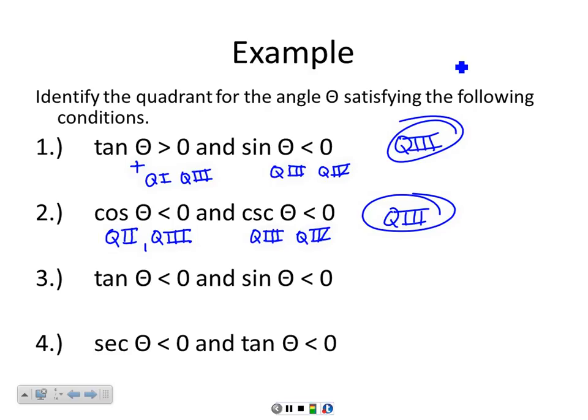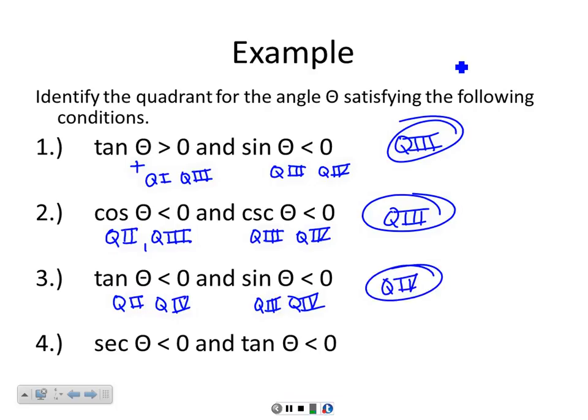Alright, again, tangent is negative. So tangent is going to be negative in quadrant 2 and quadrant 4. Sine is going to be negative in quadrant 3 and quadrant 4. And so the overlap is quadrant 4.